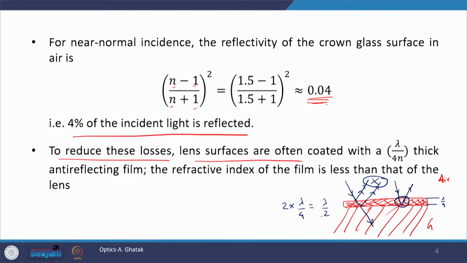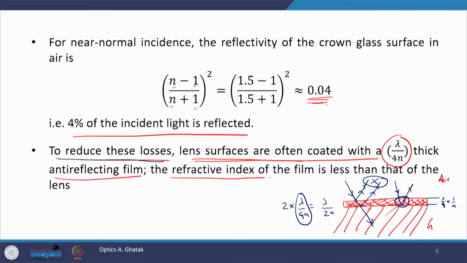Okay. Now, if you take the refractive index of the thin film also into account, then the thickness of the film would be lambda by 4 into 1 by n, and here too n will appear in the denominator. Therefore, to have destructive interference, film thickness should be equal to lambda by 4n, and this is what is written here. To reduce these losses, lens surfaces are often coated with a lambda by 4n thick anti-reflecting film.